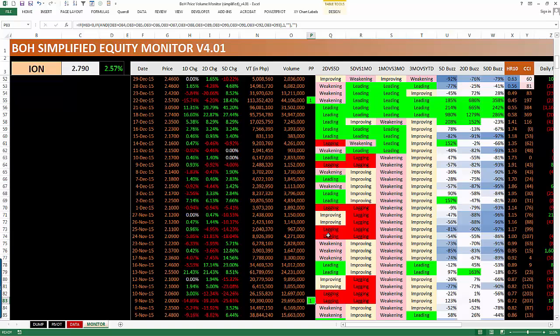So kahit na hindi siya umakyat back to 3 pesos, at the very least you were able to buy between 2 pesos and 2.06 if you were paying attention to what was happening to the volume levels at that point. Because admittedly, if you just look at the price chart of Ion during this period, mahirap talagang makita kung nasaan ba yung tradable areas niya. Kasi it just went straight up. Tas bigla nag-slide na lang pababa. And the only way you could mark a bottom on that stock was through volume, not through price.